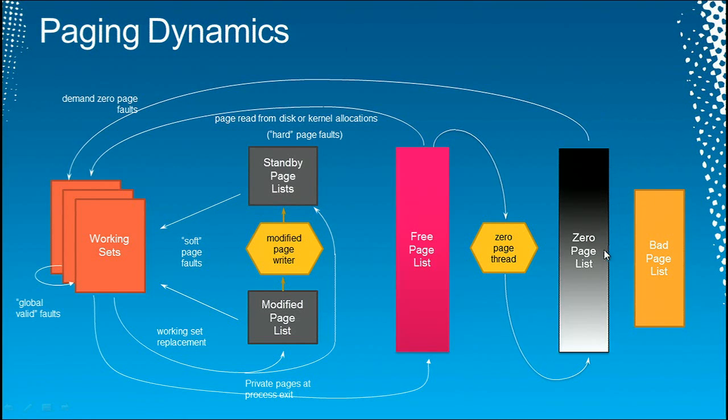Would the zero page list, pages on that list, be counted and available? Yep. How about pages on the free page list? How about pages on the bad page list? No, good, just checking. How about pages on the standby list? How about pages on the modified page list? Do I have to do an I/O before I can reuse them? Yeah. So I've got to do a disk I/O, so these aren't going to be available.